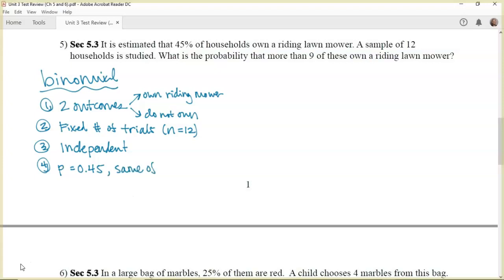So each of those in a sample of size 12 has the same likeliness of having a riding lawnmower. It's 0.45. So then we look at, how do we calculate the probability? And we had a formula for that.